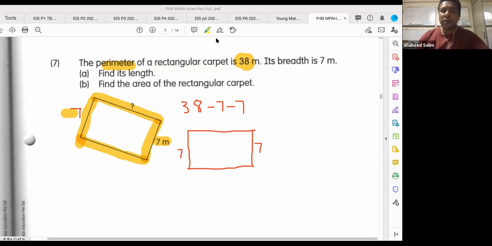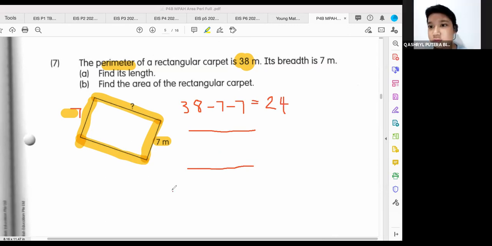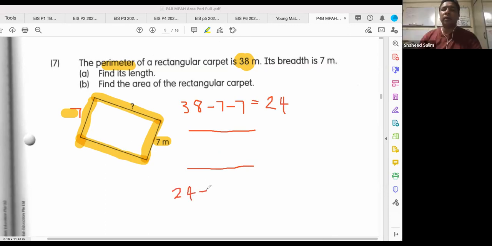So Neris, when you minus the 7, one breadth goes away. You minus the other 7, another breadth goes away. So when you get the answer here, this is for 2 lengths. Can you see? 1 length, 2 lengths. So now here you minus, you get 24. 24 is for 2. Divide by 2, right? So you get 12.